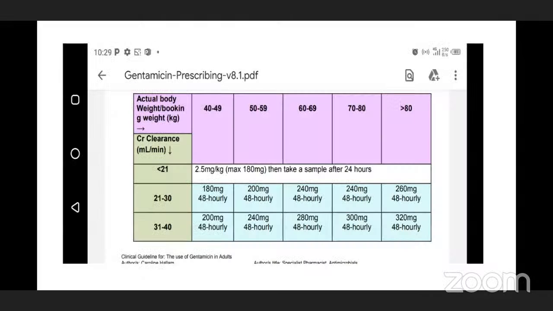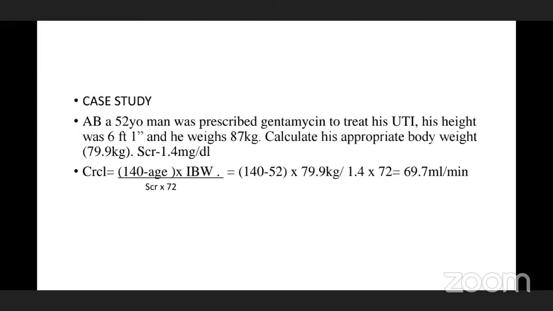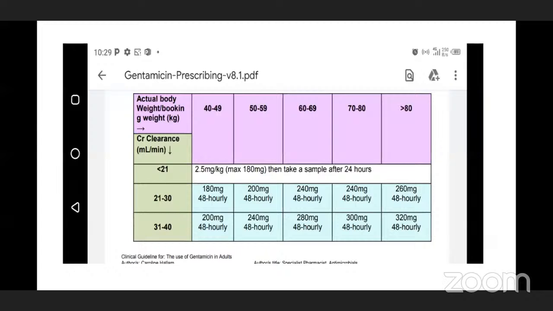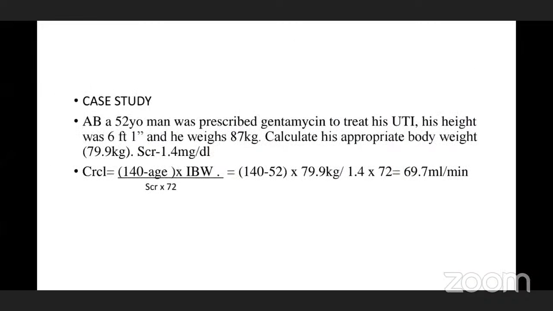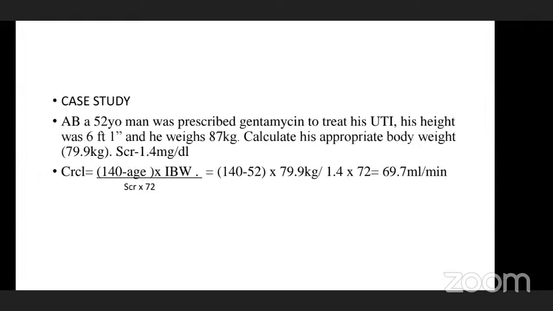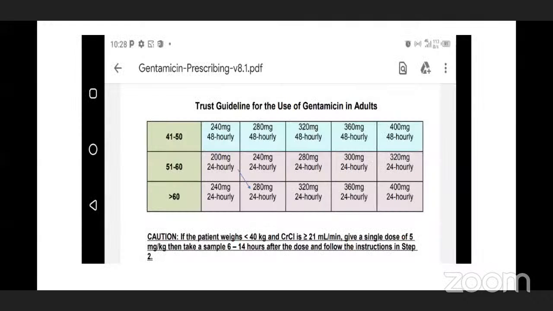Now we have different ways of dosing. This particular one is an NHS dosing for gentamicin. If we take the patient's creatinine clearance as 69.7 and the patient's age as 52, that should be the second column, between 50 to 59. The creatinine clearance was 69.7 mL per minute, which is greater than 60. So that means the patient should receive gentamicin dosing of 280 milligrams every 12 hourly.